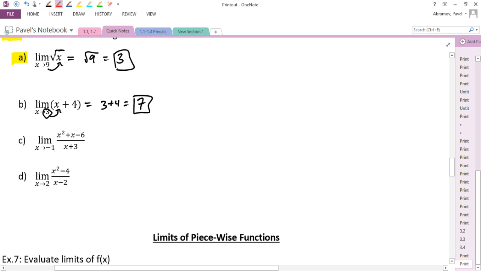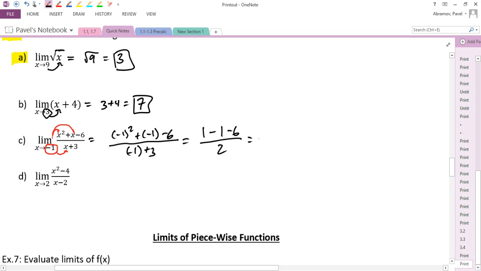C: x approaches negative 1 of x squared plus x minus 6 over x plus 3. So you take this negative 1 and substitute it for all of the x's, and you have negative 1 squared plus negative 1 minus 6, over negative 1 plus 3. Then you calculate both the numerator and the denominator. So 1 minus 1 minus 6 over 2. That gives negative 6 over 2, which is negative 3.